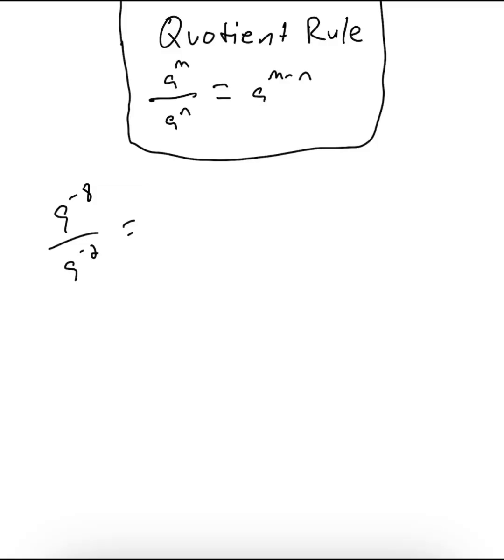Now we have 9 raised to the power of negative 8 divided by 9 raised to the power of negative 2, which we can rewrite as 9 raised to the power of negative 8 minus negative 2, which equals 9 raised to the power of negative 8 plus 2, which equals 9 raised to the power of negative 6. 9 raised to the power of negative 6 is equal to 1 over 9 to the power of 6.